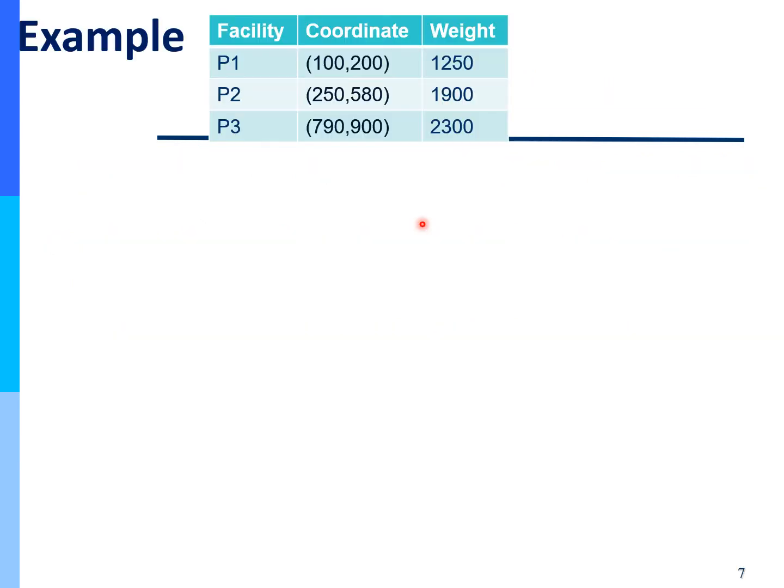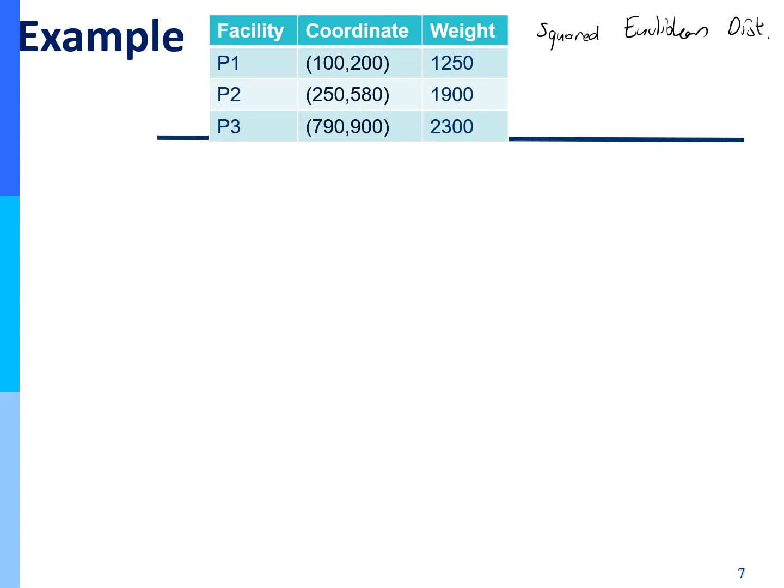Okay, I'm going to solve another example for this problem. This is a simple example. As you can see, there are only three facilities. Their xy coordinates are given, and the weights are given. So how do we find the optimum location using the squared Euclidean distance?